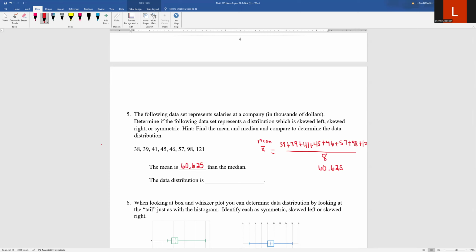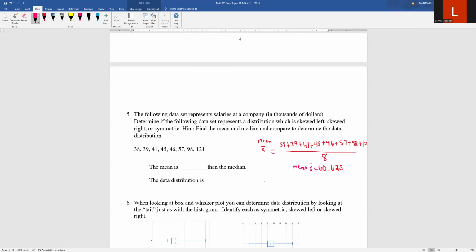Okay. When you're looking for a median, the first thing you have to do, oops, sorry, I was supposed to write a word there. So this is just my mean. So the mean is this. When you're looking for the median, you have to have your numbers in order from least to greatest, which they already are, and you have to find the middle.